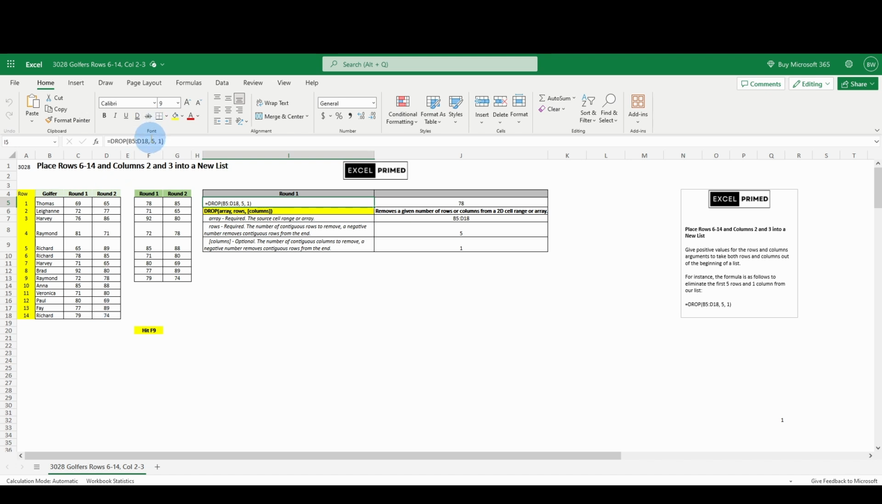5 is what? Rows. What's number 1? Column. What does that mean? It means we're going to chop off the first 5 rows, 1, 2, 3, 4, 5, and we're going to chop off the first column, leaving us with round 1, round 2, starting at row 6. Look here. Look at 78, 78, 85, 85. If you look down, you're going to see these matching data.